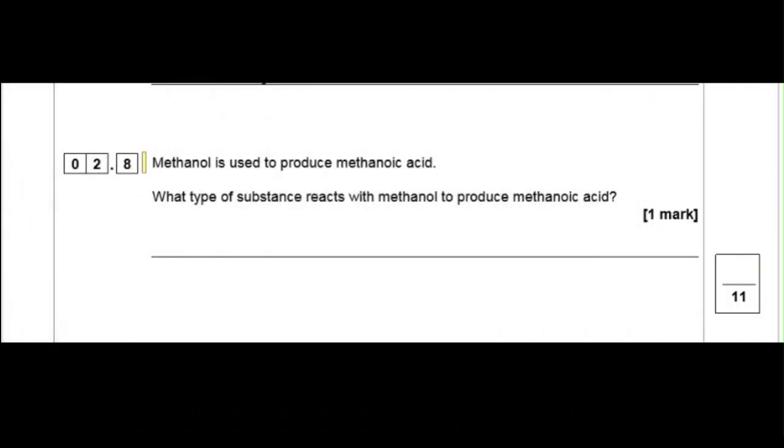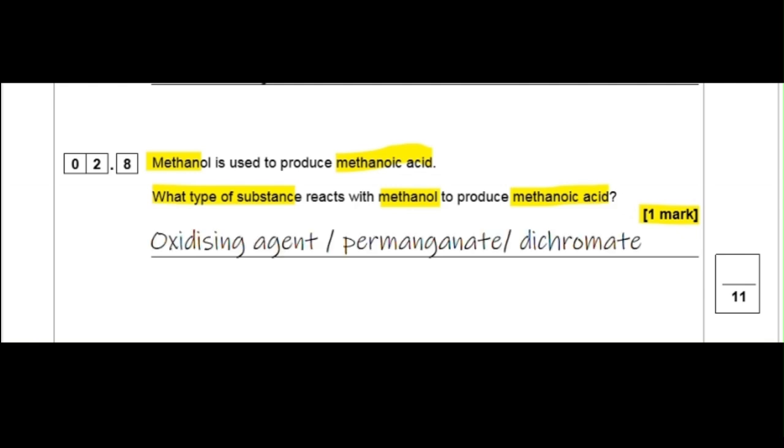Question 2.8. Methanol is used to produce methanoic acid. What type of substance reacts with methanol to produce methanoic acid? Once again, this is a basic recall from your organic chemistry. So alcohols to carboxylic acids are oxidation reactions, so we will need an oxidizing agent. Acceptable answers would also be a permanganate like potassium or dichromate also.